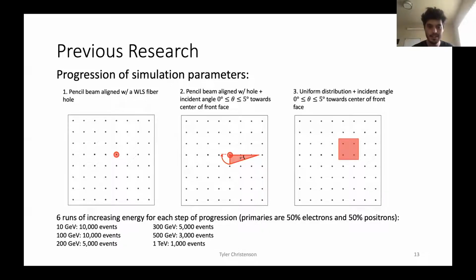The second simulation was also a pencil beam, but this was introduced with some angle. And so we wouldn't expect particles to just go straight through the hole. On average, we would expect to have at least a fair amount of interaction with the calorimeter. And then the third simulation was kind of spread over an area in a uniform distribution of a bunch of particles. And this was supposed to best simulate what we would expect to see in the real world, sort of an interaction with the calorimeter.